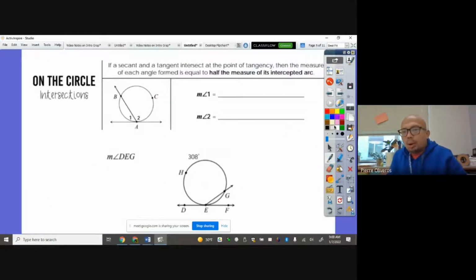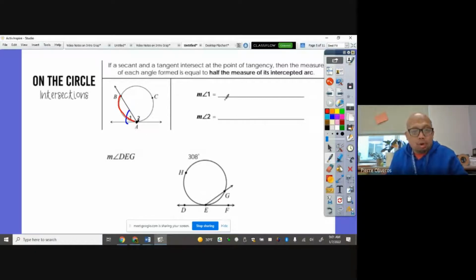All right. What about if we have a secant and a tangent intersect at a point of tangency? The point of tangency is where the tangent line and circle touch. Then the measure of each angle formed is equal to half the measure of the intercepted arc. So if this is angle 1, the intercepted arc will be the red one here. That's the intercepted arc, and angle 1 is right there.